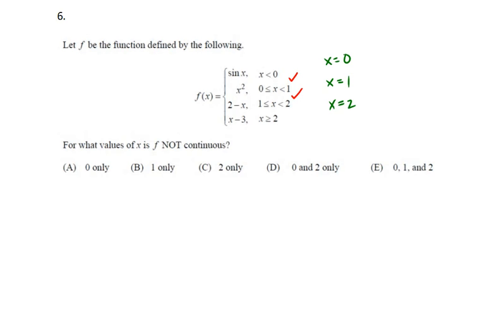So now we just have to test the third connection at x equals 2. From the left it's 2 minus x, from the right it's x minus 3. We plug in x equals 2 into both of them. 2 minus 2 is 0, but 2 minus 3 is negative 1, and so that's not going to be continuous. So at 0 it's continuous, at 1 it's continuous, but at 2 it's not continuous, and so that would be option C. And we'll go on to problem 7.